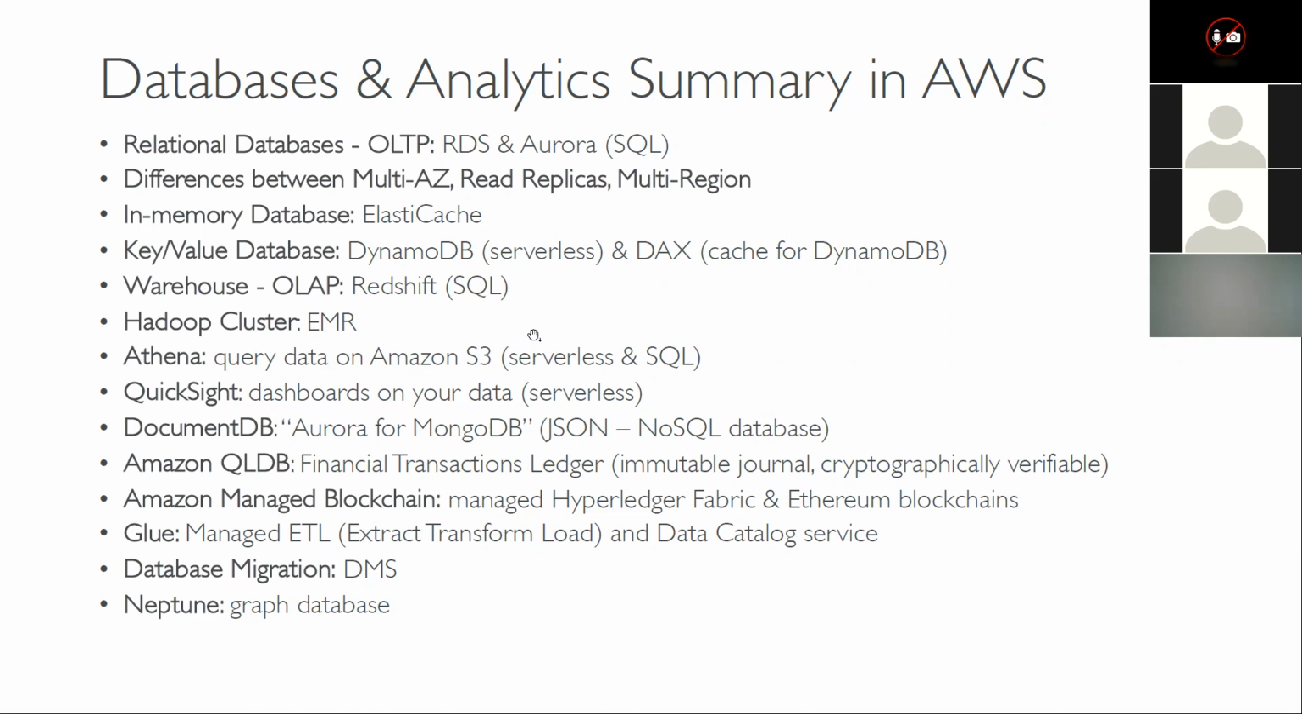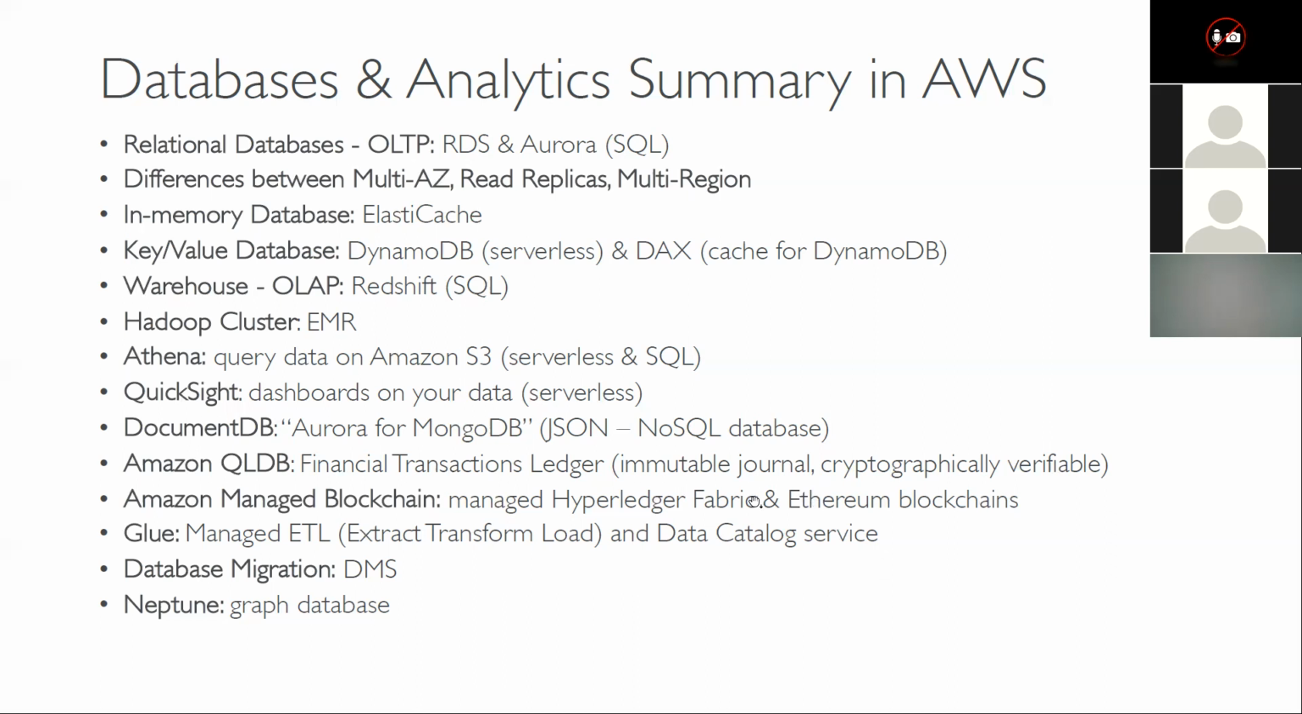So your database is in an S3 bucket and you perform serverless queries. QuickSight is for dashboards on your data. Now you can see it's mapped by region, the objects are mapped. DocumentDB is JSON, NoSQL, JavaScript Object Notation. QLDB is used for financial transactions. It's ledgerized, it's a ledger. Then blockchain is for decentralized databases, meaning the data is hosted across any region.